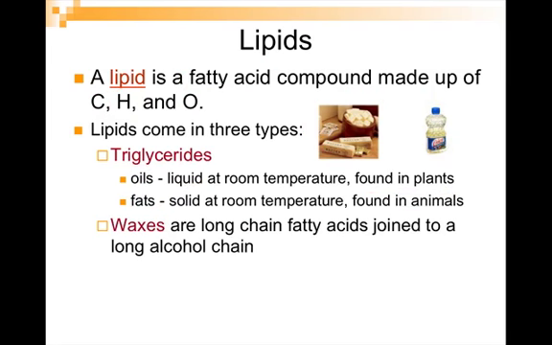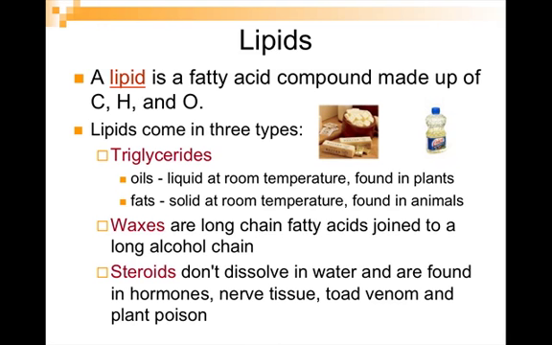Waxes is one of the three types of lipids. Waxes are long chains of fatty acids joined to an alcohol chain. And then the third type of lipid is a steroid. Steroids don't dissolve in water and are found in hormones, nerve tissue, toad venom, and plant poison. So once again, steroids, waxes, and triglycerides are the three types of lipids.